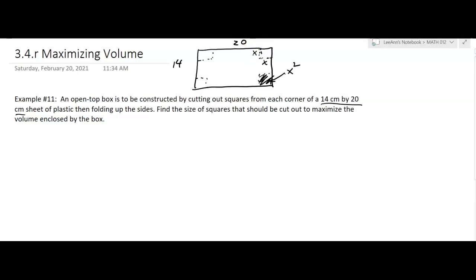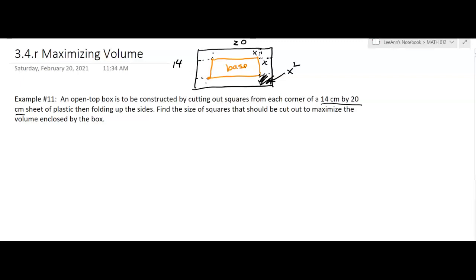So then think about scoring the plastic along here, and along here, and along here, and along here. This becomes the base of the box, and then the sides fold up, and you have this rectangular box that you could put stuff in. It doesn't have a lid, and that's why it says open top box. That's what they're talking about. We have a flat sheet, and we're going to cut out these corners, fold it up, and it's going to make a box.